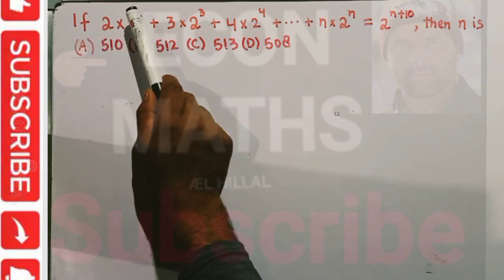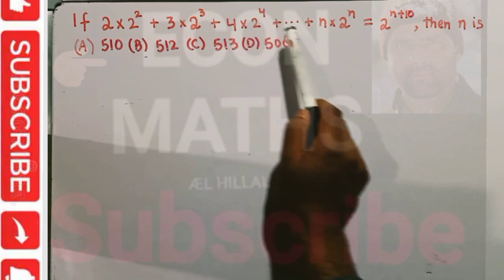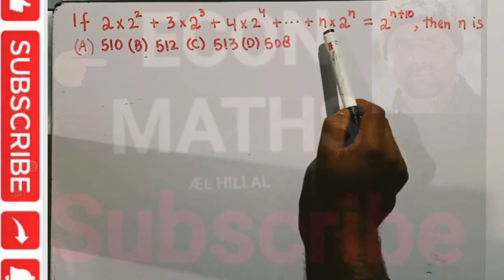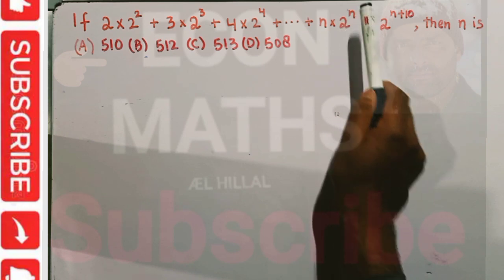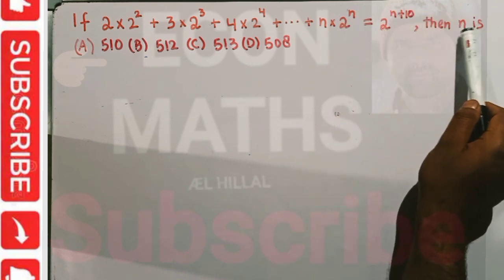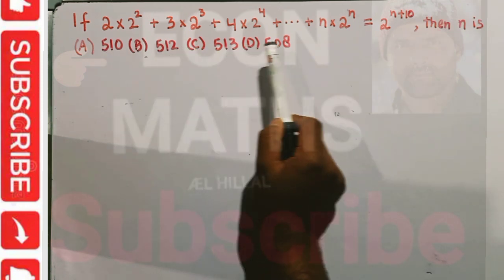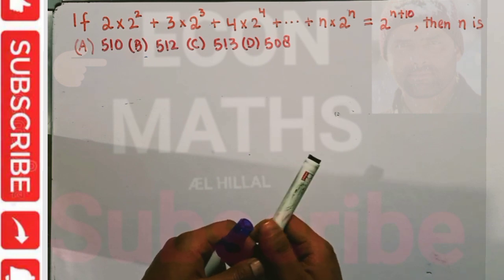If 2 into 2 square plus 3 into 2 cube plus 4 into 2 raised power 4 plus so on up to n into 2 raised power n is equal to 2 raised power n plus 10, then the value of n is, the options are 510, 512, 513 or 508. We need to find out the value of n.